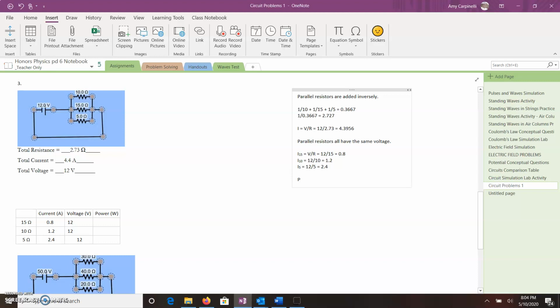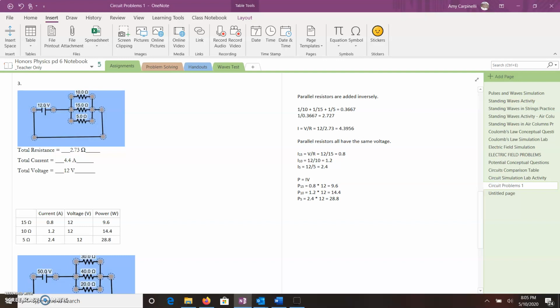Now I'll find my power, same way I did before, I times V. So the power on a 15 is going to be 0.8 times 12, which gives me 9.6. And then the power on the 10 would be 1.2 times 12, which gives me 14.4. I'll do the same thing for the 5. And then power on the 5 is 2.4 times 12, or 28.8.